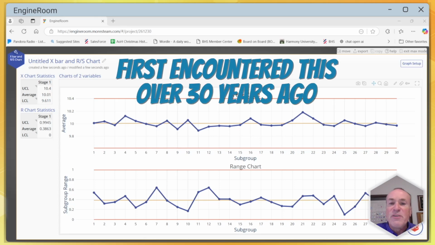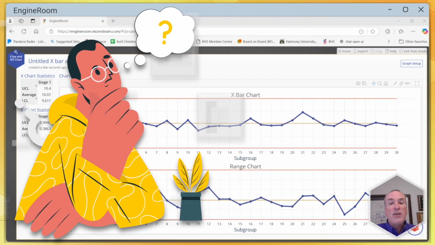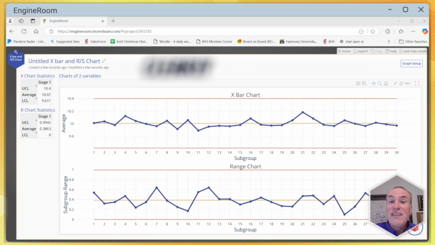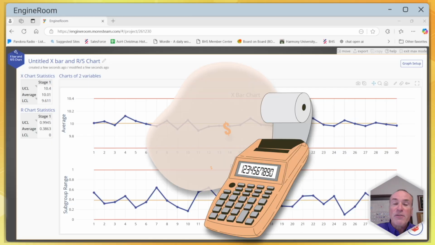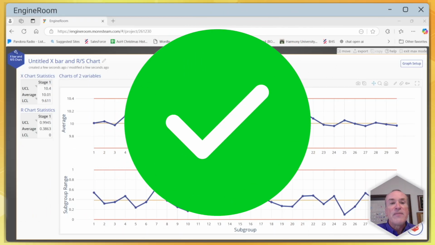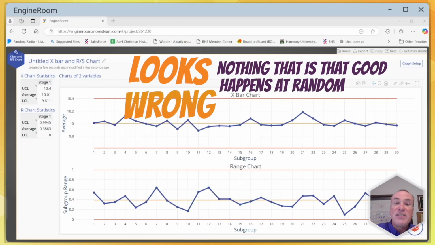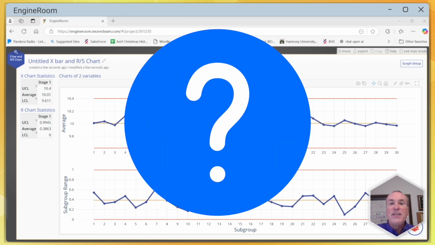When I first encountered this sort of phenomena over 30 years ago, it was truly a head scratcher. On that X bar chart, the averages should be randomly distributed within the limits. Clearly, it's not. So I thought the limits have to be calculated wrong. So I did the calculations manually myself. The limits were actually correct. But it looks wrong. Nothing that is that good happens at random. How can that possibly be? And then I figured it out.